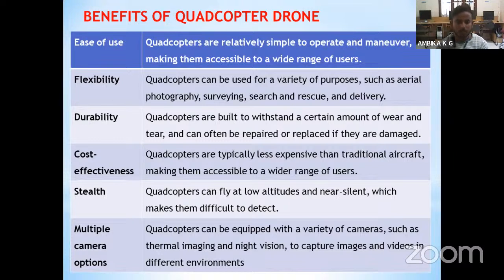Composite steel quadcopters can fly at low altitude and near terrain, which makes them difficult to detect because they operate at a low altitude. They are very silent, so it is difficult to identify the drone. And the last one, multiple camera options. The quadcopter can be equipped with a variety of cameras, for night vision or thermal imaging, to capture images or videos in different environments.